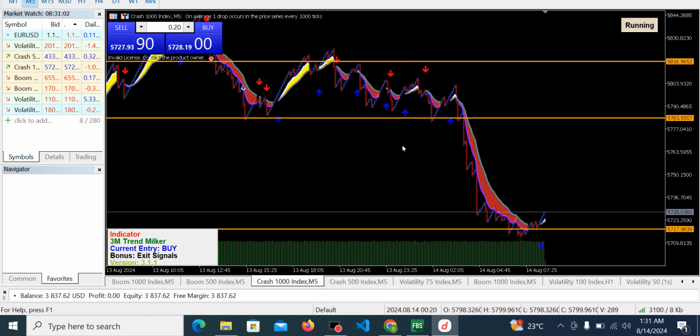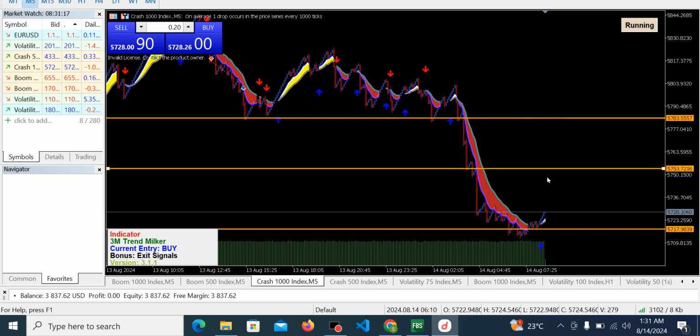Okay, now let's check out crash 1000. This is crash 1000. It had been on downtrend for a very long time, but it was unable to break out from this support zone, so it is just starting an uptrend right from here. So you guys should take advantage of it and use it to milk the market successfully.